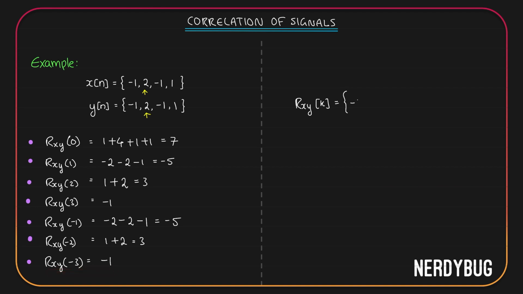Together we can write Rxy[k] will be, let's take the leftmost first, Rxy[-3]. That is -1, 3, -5. Then we have to start with 0, 7, -5, 3, -1. But here y[n] is actually the same as x[n]. We can rather call it x[n] itself.